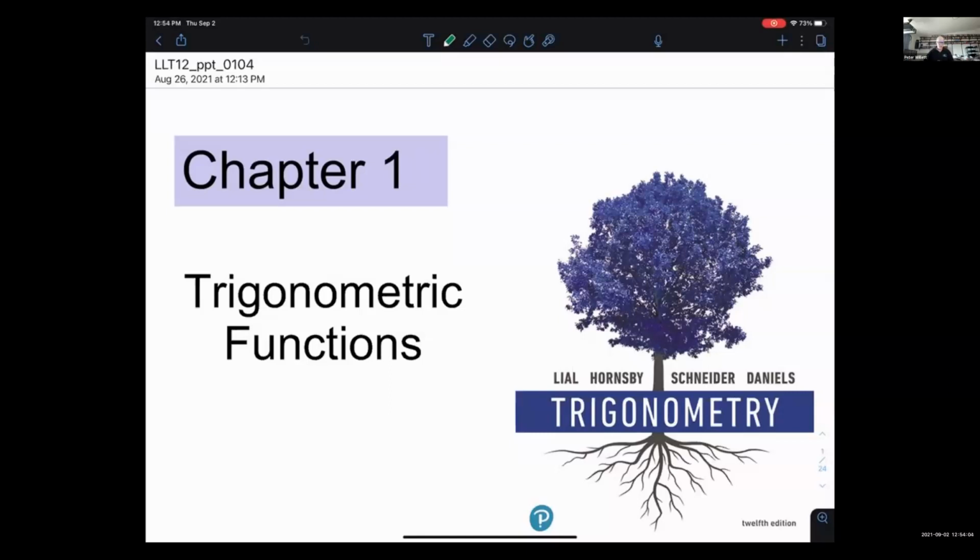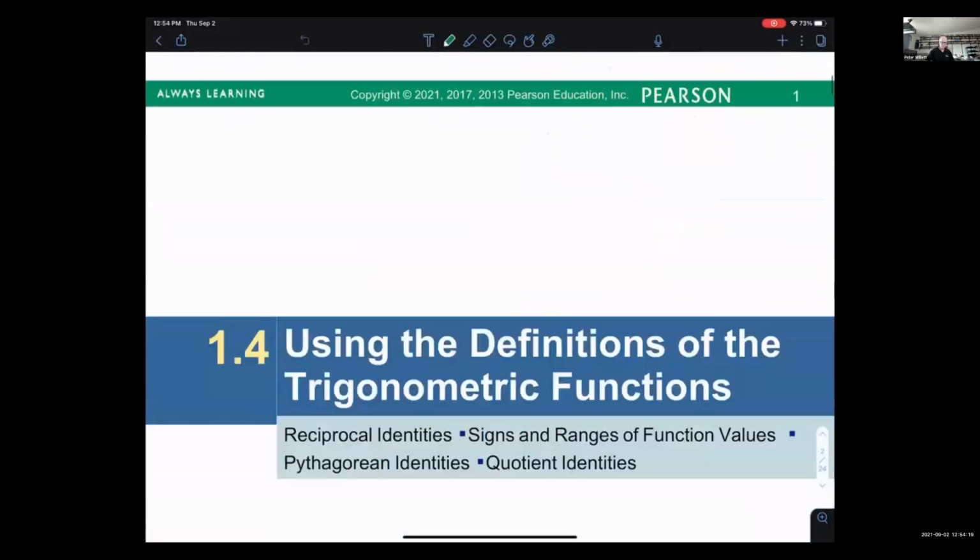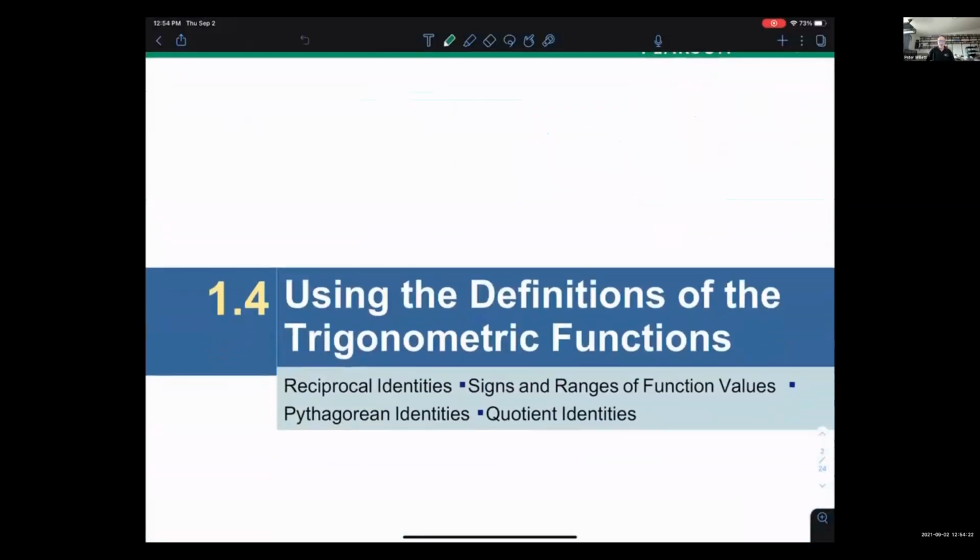So let's now take a look at the last section of chapter 1. We did our best to give an introduction to 1.3 last time. And so now we're going to transition from that into 1.4. In 1.3, they defined all 6 trigonometric functions. Last time I just had us look at the first 2 of those, the sine and the cosine. And then I said we'll move on to the other ones later.